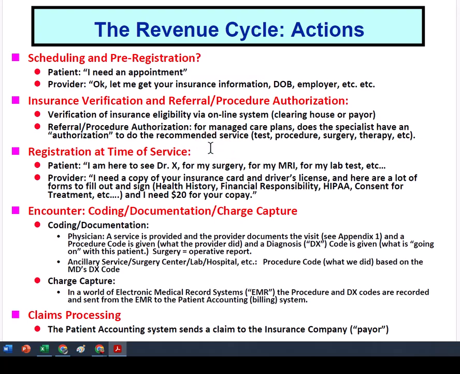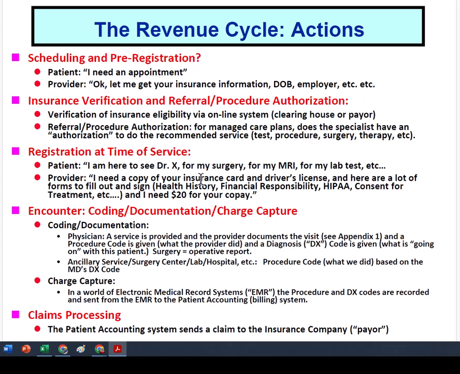Registration, time of service. I'm here to see Dr. X. I'm here for my surgery. Okay, you might need a copy of your insurance card, your driver's license. More and more, that's just done ahead of time, via your laptop. The last few doctor's appointments I've made, I've just uploaded this stuff. They've sent me a link. Your health history, more and more, that's done ahead of time. But you might have to sign some paperwork, either electronically or there. And if you have a copay, right, you're going to collect your copay.